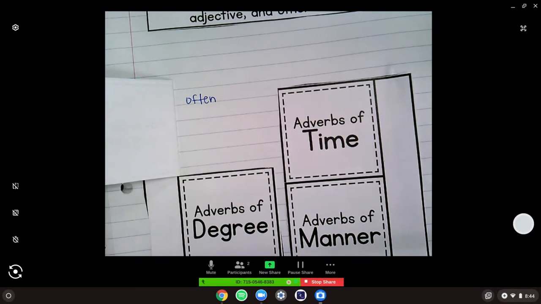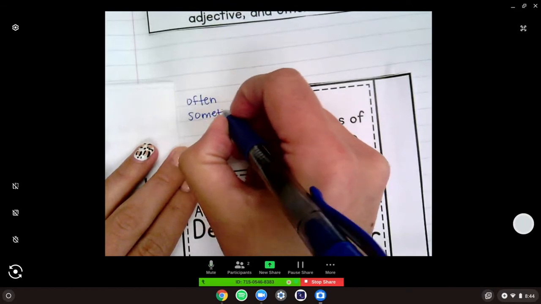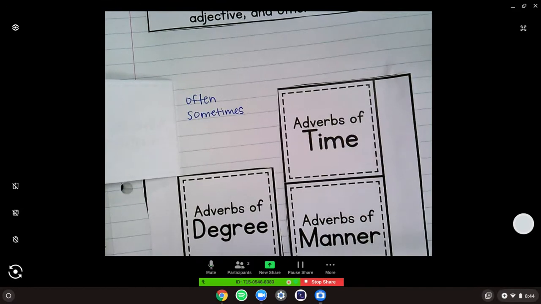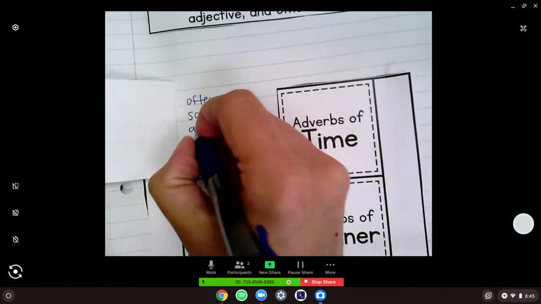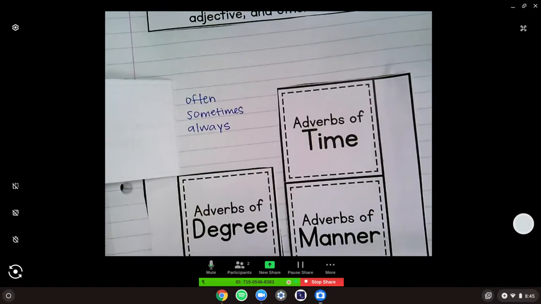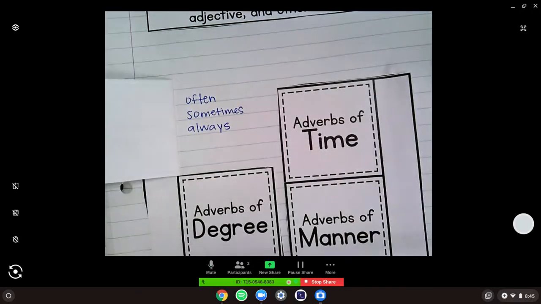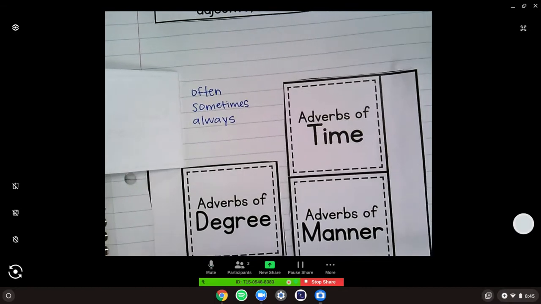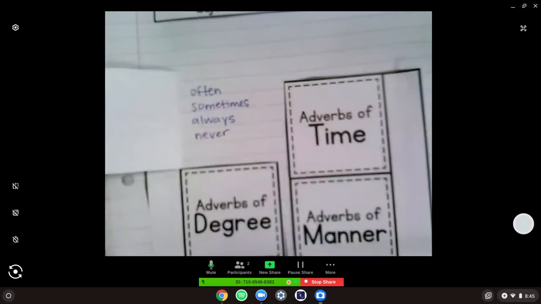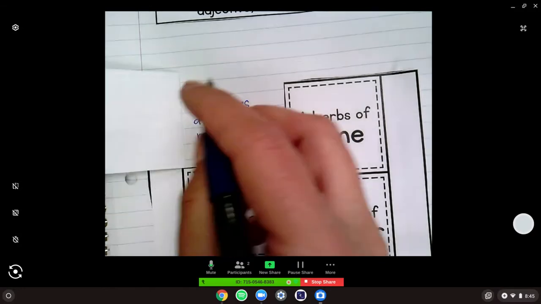What else, Lily? Sometimes. We sometimes do it. Yep. Okay. What other ones are you thinking of? Aiden? Always. What else? What else, Brooke? I was maybe thinking of, what about never? Never does work. Yep, we never do that. That is an adverb. Never. What else? Amelia? Usually.